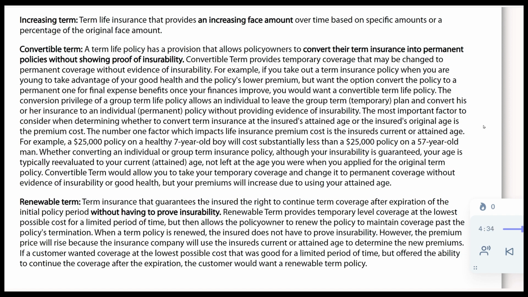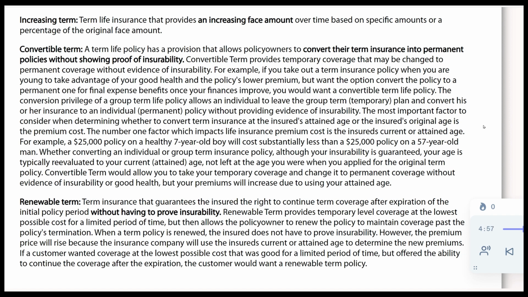The most important factor to consider when determining whether to convert term insurance at the insured's attained age or the insured's original age is the premium cost. The number one factor which impacts life insurance premium cost is the insured's current or attained age. For example, a $25,000 policy on a healthy 7-year-old boy will cost substantially less than a $25,000 policy on a 57-year-old man.